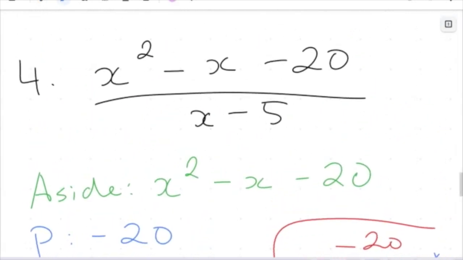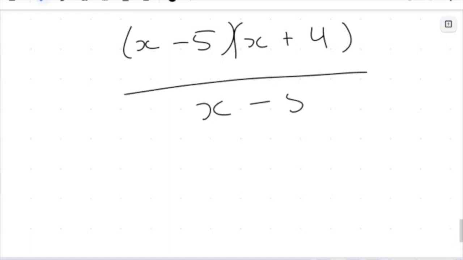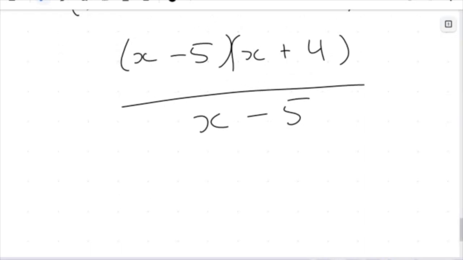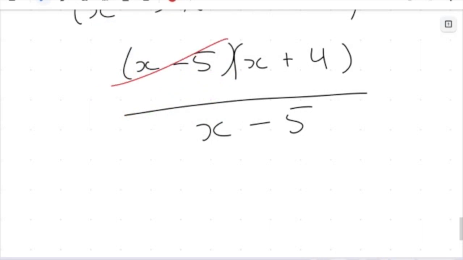So I can put my factorized form in place of this because it's the exact same thing, just written in a different form. So we have x minus 5 times x plus 4 on top of x minus 5. Okay, so now I can clearly see I have an x minus 5 both on the top and bottom. These will cancel each other out, leaving me with x plus 4. That is the algebraic fraction in its simplest form.